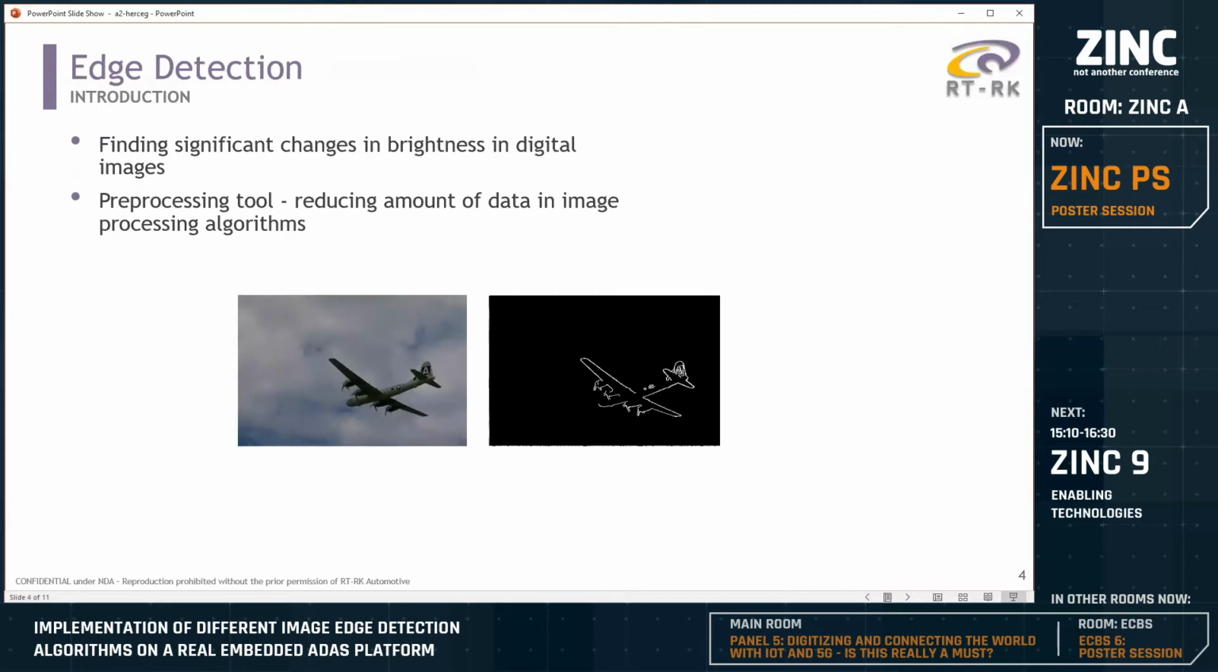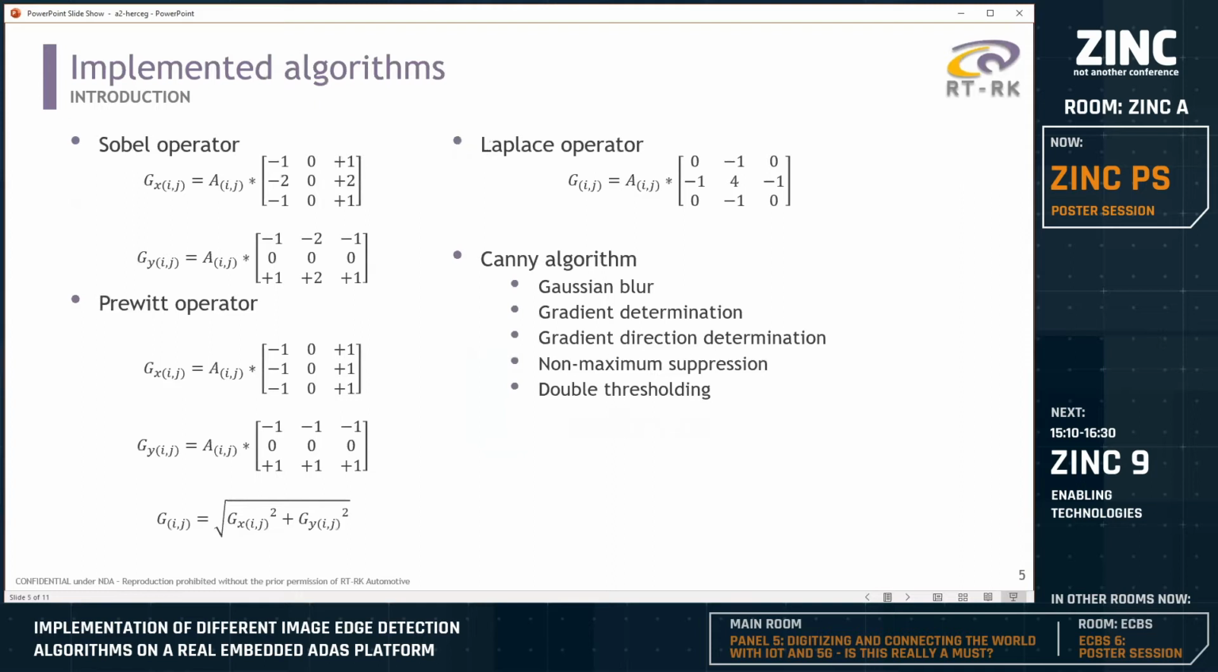So in general, edge detection can be defined as finding abrupt changes in brightness in digital images, as these changes in brightness usually correspond to borders between different objects. And when an image is put through an edge detection algorithm, the resulting image contains less data, which makes it more usable for other image processing algorithms, such as object detection or lane detection. Now, common methods include the Sobel, Prewitt, Laplace and Canny operators, which were implemented in this work.